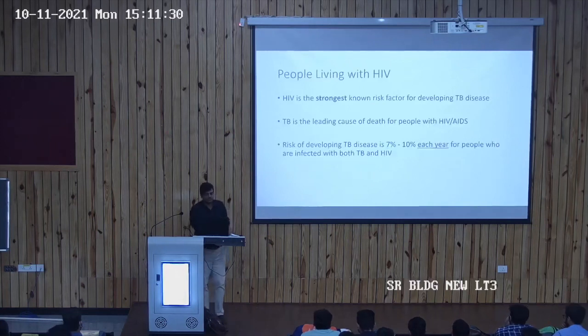People living with HIV. HIV is the strongest known risk factor for developing tuberculosis disease, not just infection. So TB is the leading cause of death in people who are suffering with HIV and AIDS. The risk of developing tuberculosis disease is 7 to 10% each year for people who are infected with both TB and HIV.